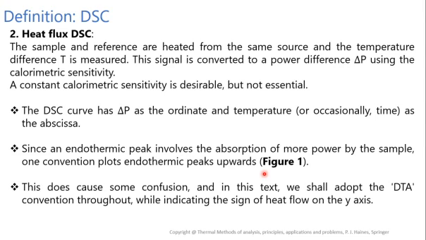Then next one is the next type, that is the heat flux DSC. So what is the basic difference between heat flux and power compensated DSC? In the heat flux, the sample and reference are heated from the same source, and the temperature difference delta T is measured. This signal is converted into the power difference delta P using the calorimetric sensitivity. And this constant calorimetric sensitivity is desirable but not essential. So what happened? Basic difference between these two: in the first case, in the power compensated DSC, we have to heat the temperature.